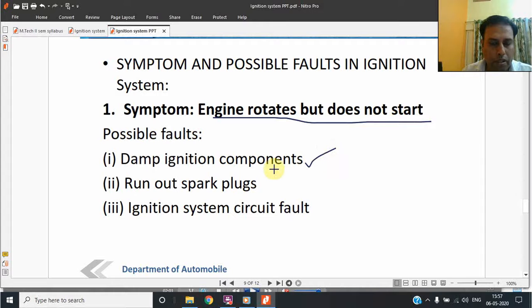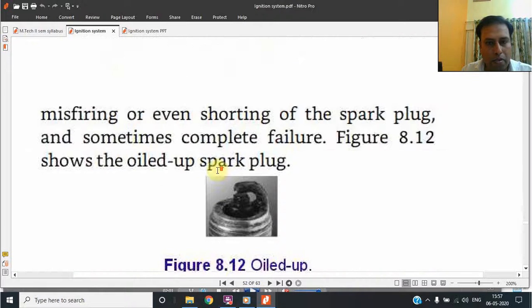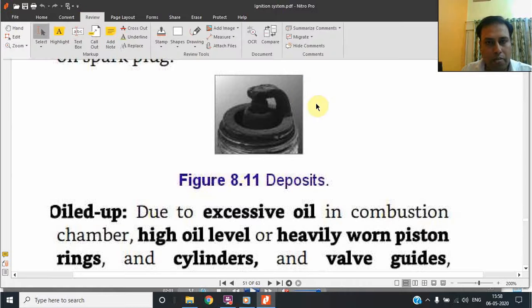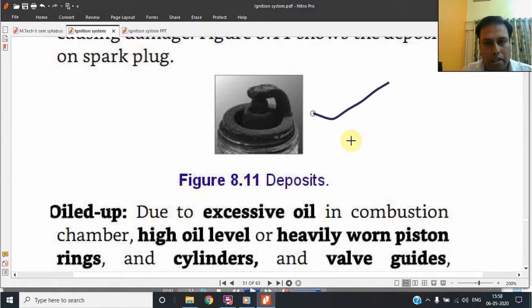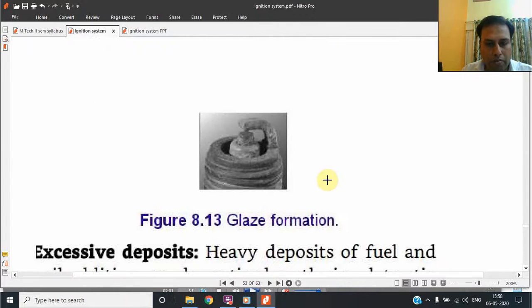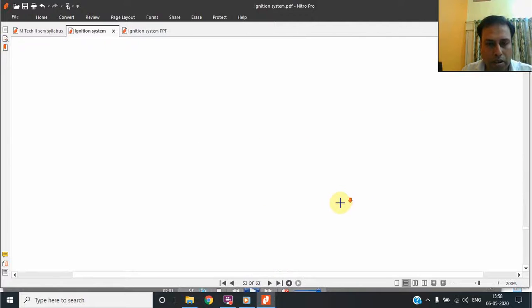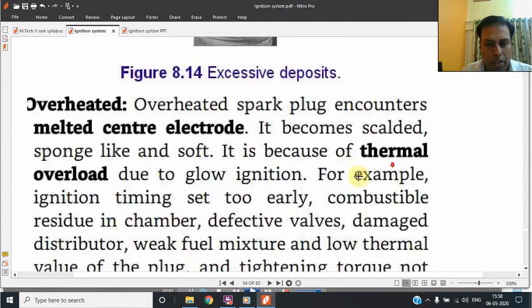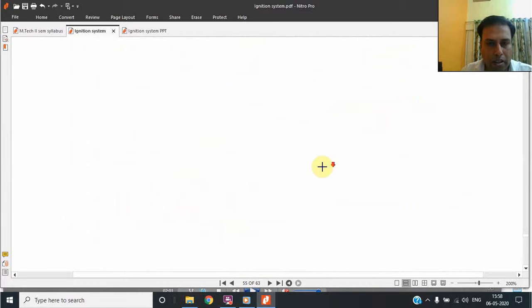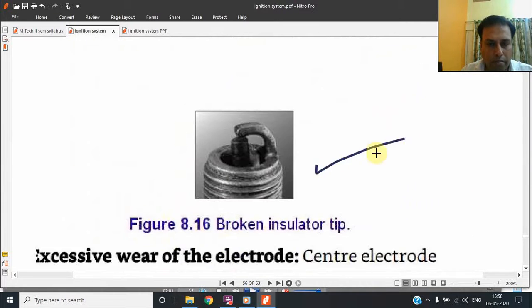I have told you that ignition components can get dampness, and worn out spark plugs, because when we see the spark plug, there are several defects in it, whether it is deposits, which will be covered in a separate lecture, or coil fouling, for which proper cleaning is required. Glaze formation, or excessive deposit, or overheating is a different thing, and a broken insulator tip means that the spark plug is damaged.